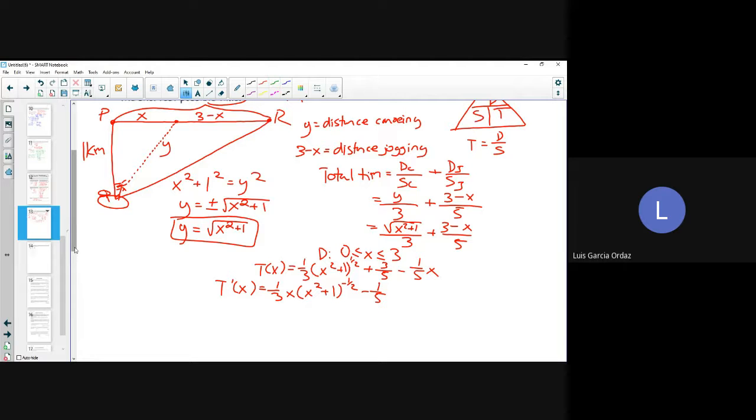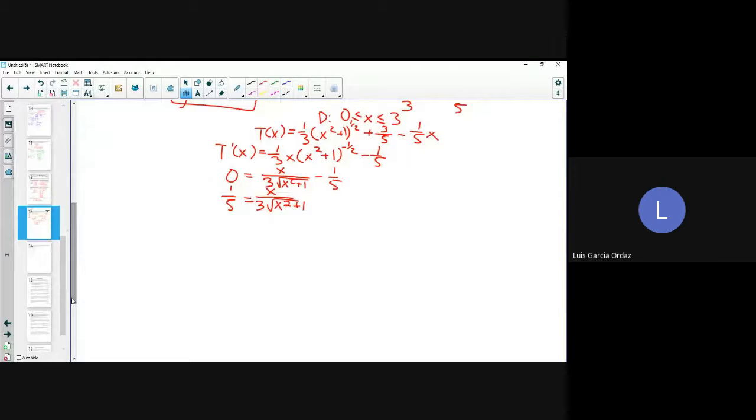So we set t prime of x equal to 0. So we get x over 3 times the square root of x squared plus 1, minus 1 over 5. I'm going to move my negative 1 over 5 over, so 1 over 5 is equal to x over 3 times the square root of x squared plus 1. And now all I have to do is cross multiply. So I get 3 times the square root of x squared plus 1 is equal to 5x.